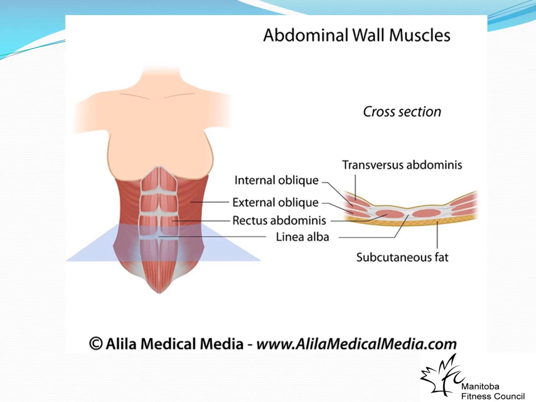Other things that are pointed out here are the linea alba. That just means white line, and that is the space in the center where everything attaches in the front. You see on the right that there is a cross section of the abdominals. In that cross section, it'll show, if they were to cut you in half, how you have the rectus abdominis, the external obliques, the internal obliques, and innermost, the transverse abdominis. Let's talk about these individually.